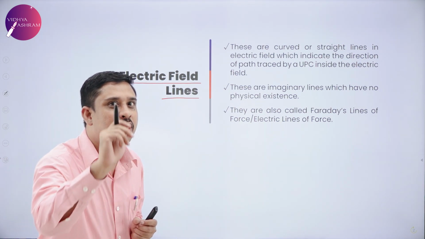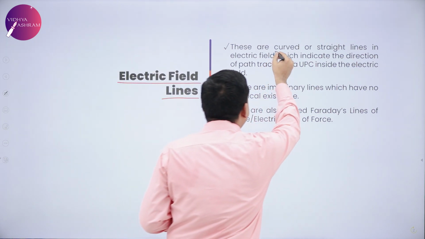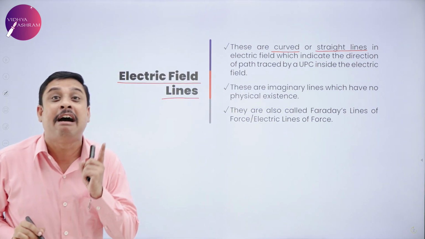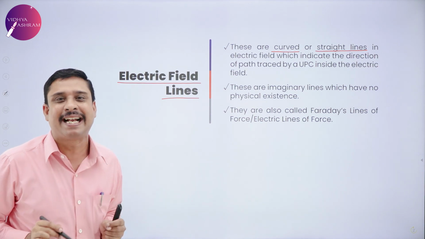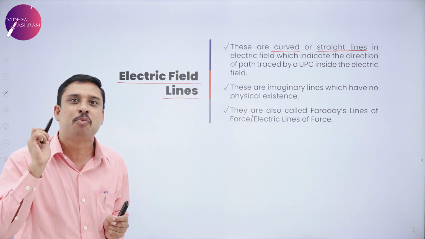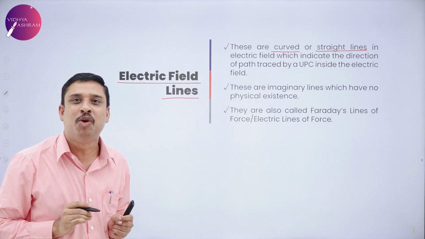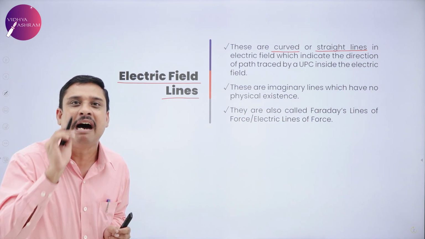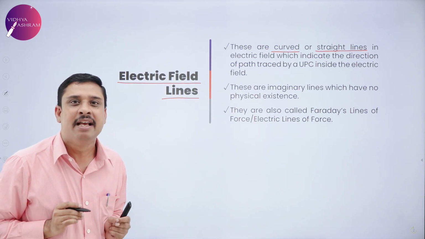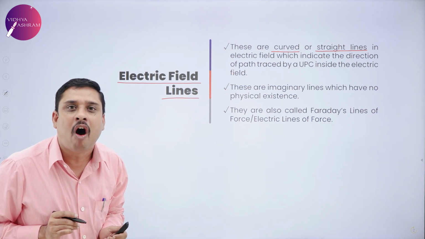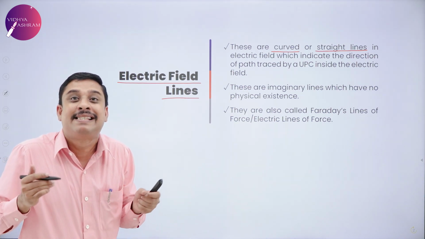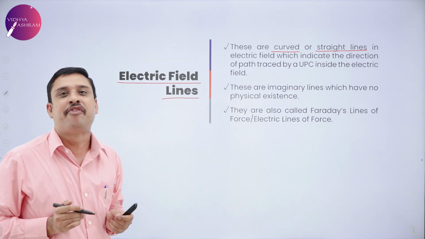Point number 1, know that students, these electric field lines can either be curved lines or straight lines. There is no compulsion that an electric field line has to be a straight line. There is no issue that it has to be only a curve. We say an electric field line can either be a curve or a straight line. Why do I use these lines? What is the significance of drawing electric field lines?